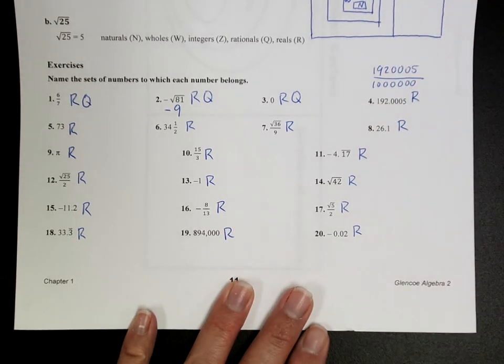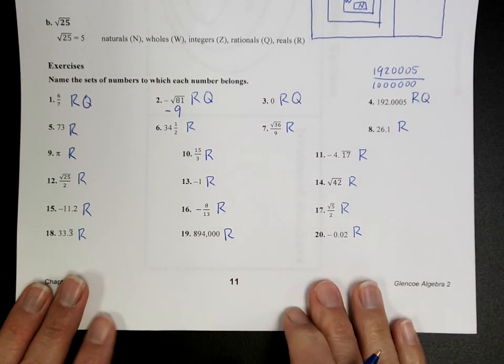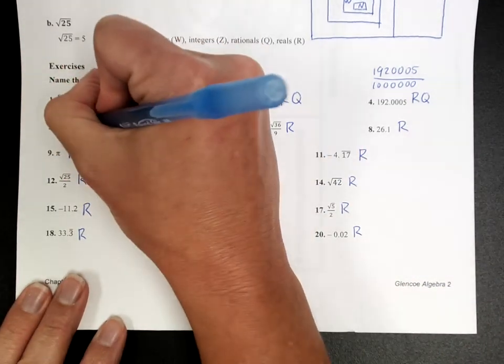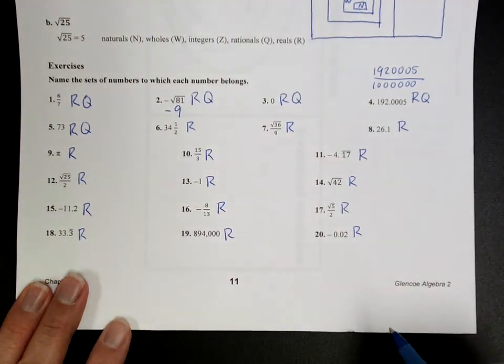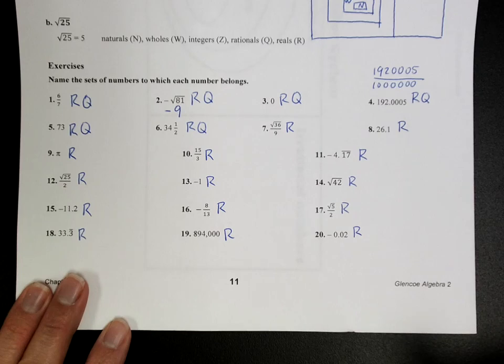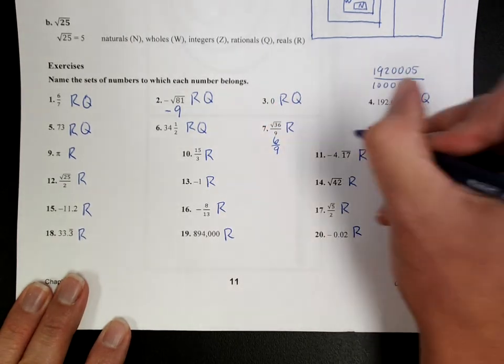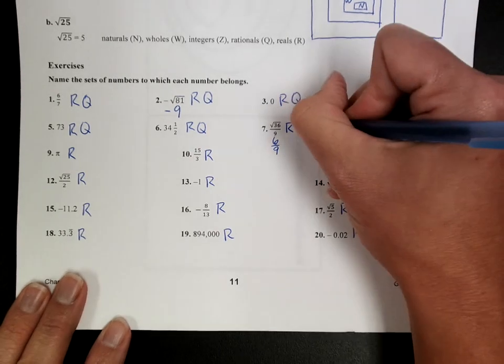Now that's an annoying ratio, but it can be written as a ratio. What about 73? Also a ratio. 34.5 could be written as a ratio. Square root of 36 over 9. What is the square root of 36? 6 over 9, which again reduces, but can be written as a ratio.